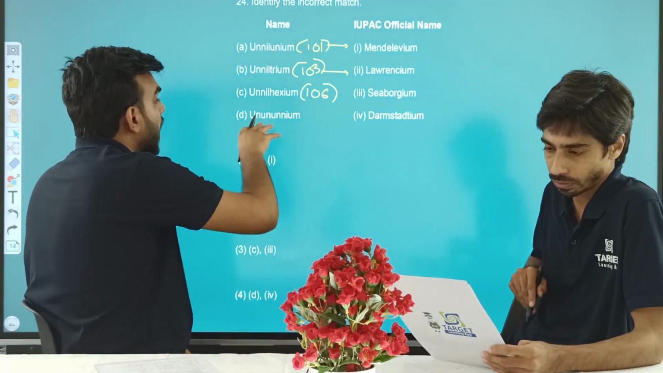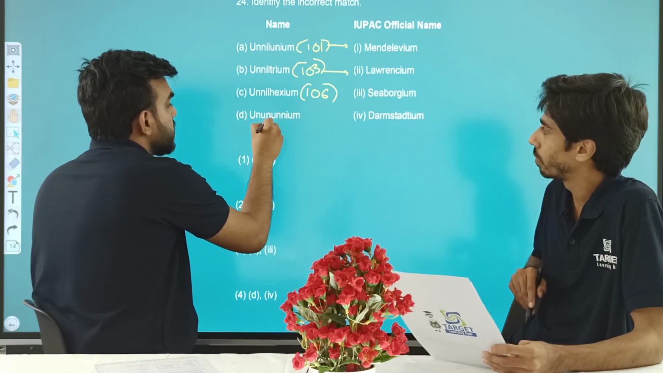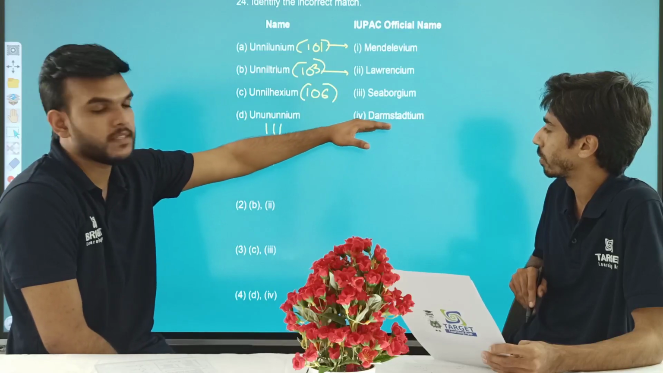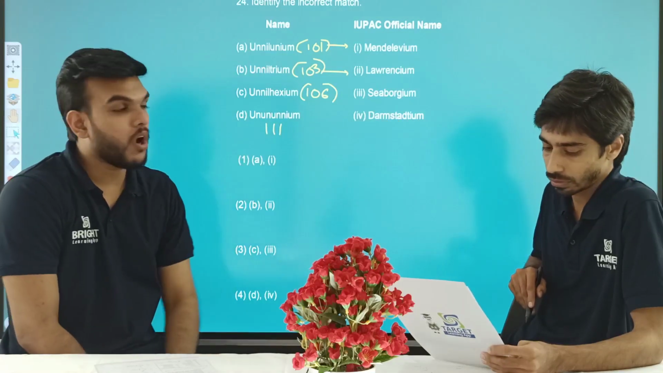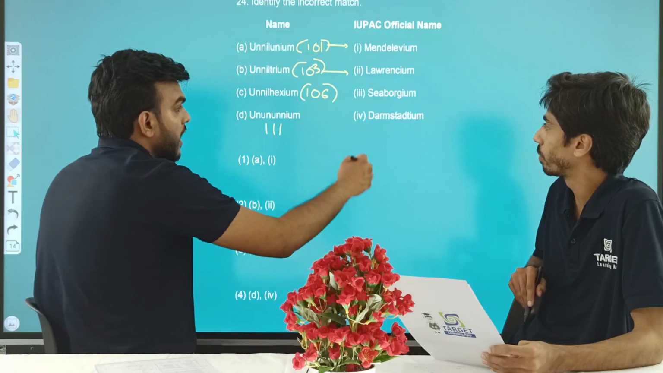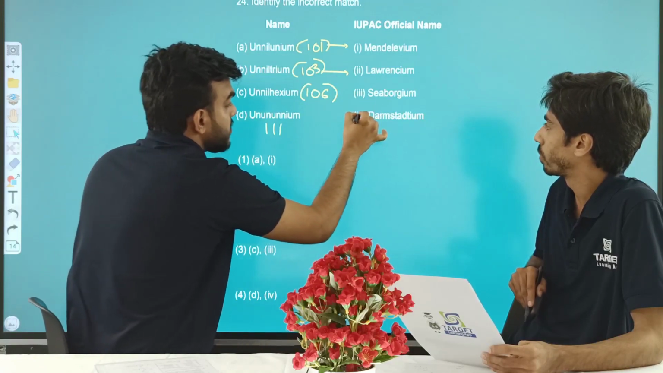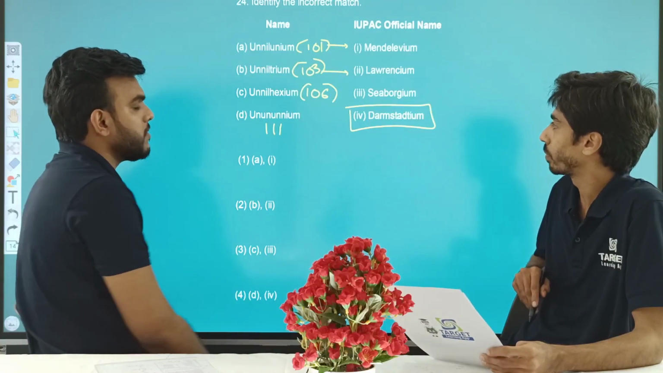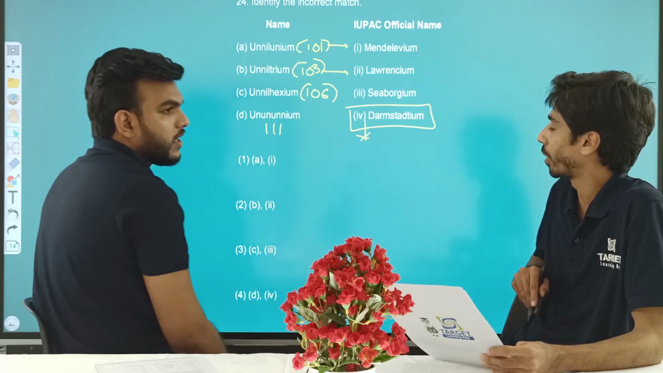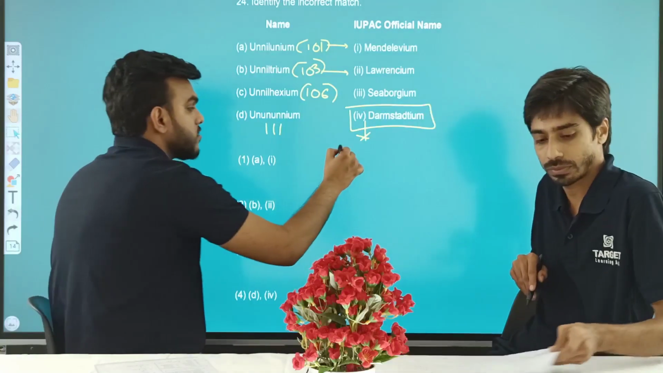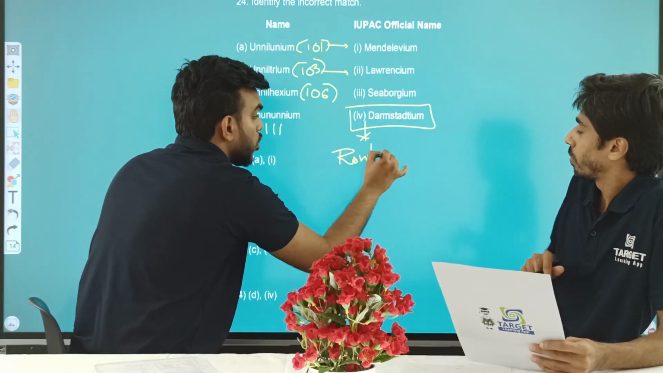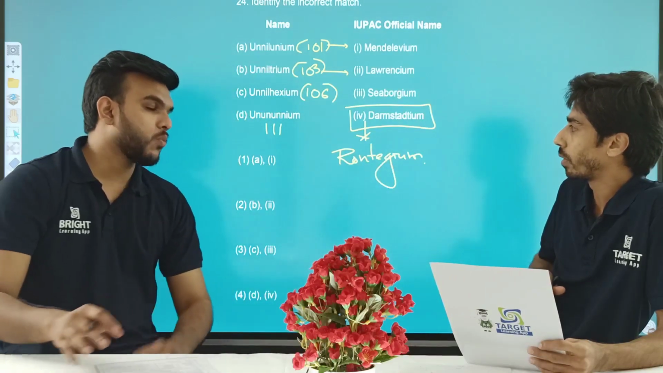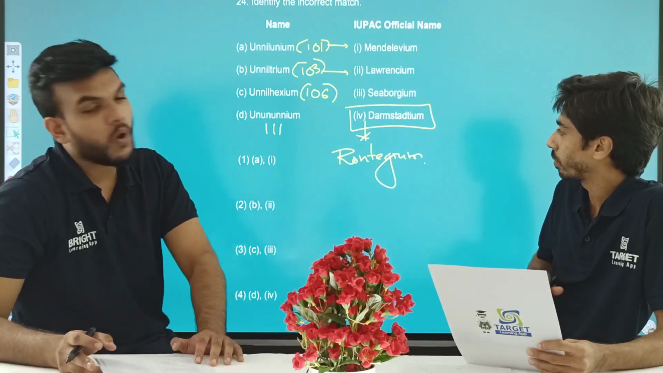And if it is unununium, that is 111, it is given here as Darmstadtium, but this is the wrong match. Darmstadtium is not correct. It is known as Roentgenium, which is the right answer. Actually, the element 111 is known as Roentgenium.